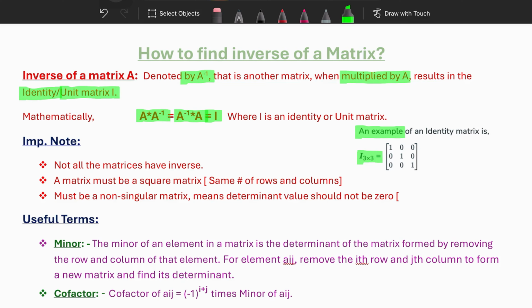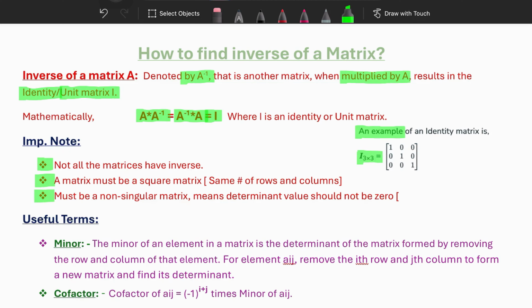An important note: there is something we need to consider before going for the inverse of a matrix. Number one, not all matrices have inverses. If the matrix is not square, like 3 by 3, 4 by 4, or 5 by 5, then you can't find the inverse. To find the inverse we need a square matrix, so the number of rows and columns need to be exactly the same.